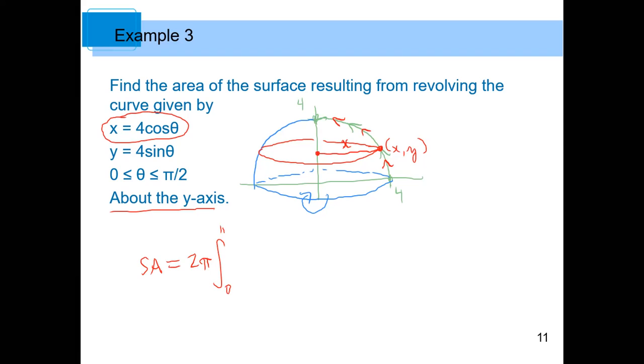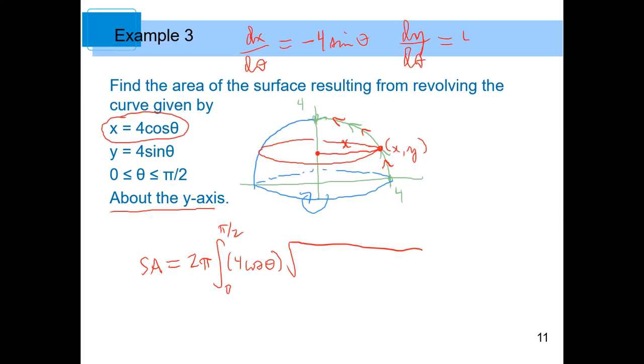0 to pi over 2. And then it's going to be 2 pi times the radius, yes? And the radius here, is it x or is it y? X. So it's going to be 4 cosine of theta times the square root of, I need dx d theta, but that's easy. That's just -4 sine of theta. And what's dy d theta? 4 cosine of theta. So I have to square both those things and add them together.